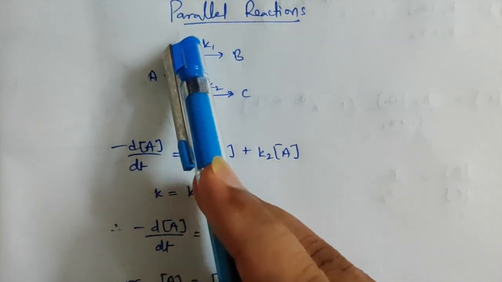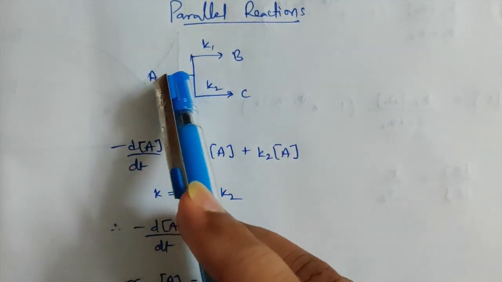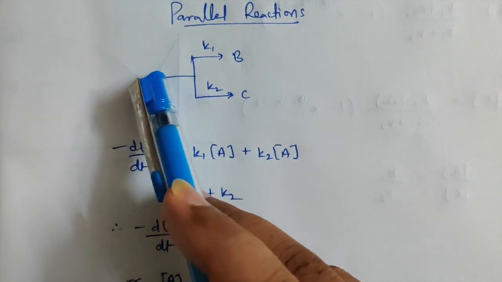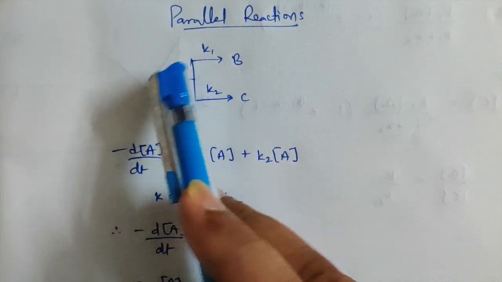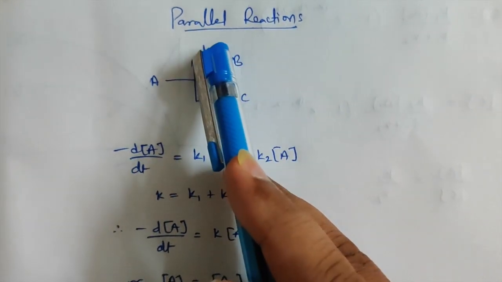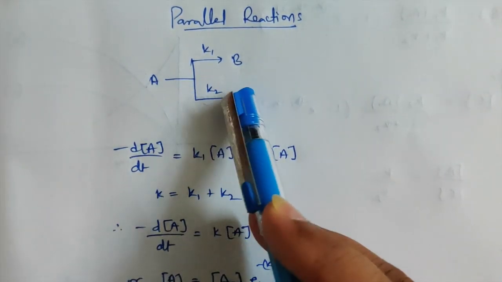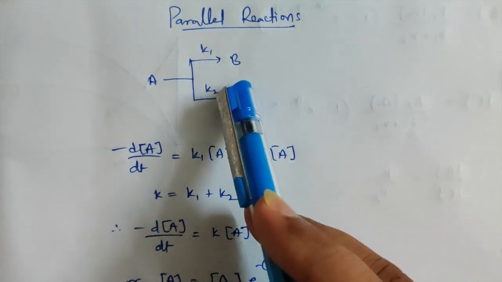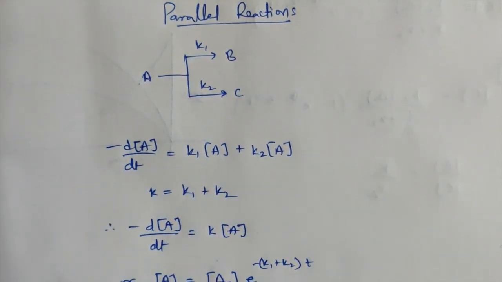Fine, so let's start with it. So this parallel reaction is what? In which you have a reactant, let's say A is your reactant, and it is getting converted into two products, B and C both, with different rate constants. So the rate of formation of B and the rate of formation of C is different for both of them, but the starting material, that means the reactant, is the same.